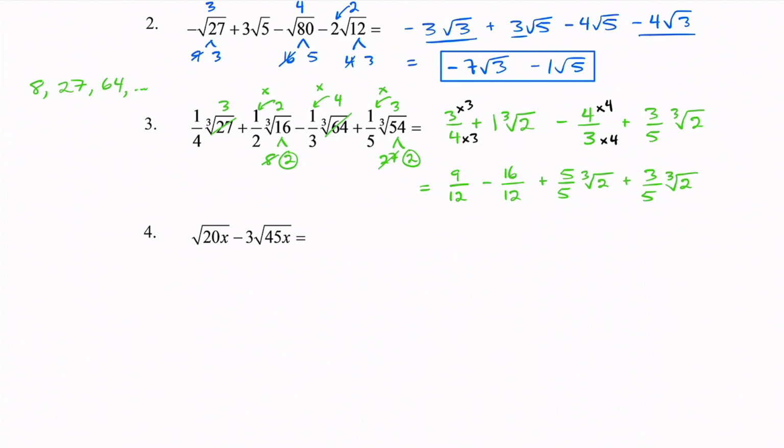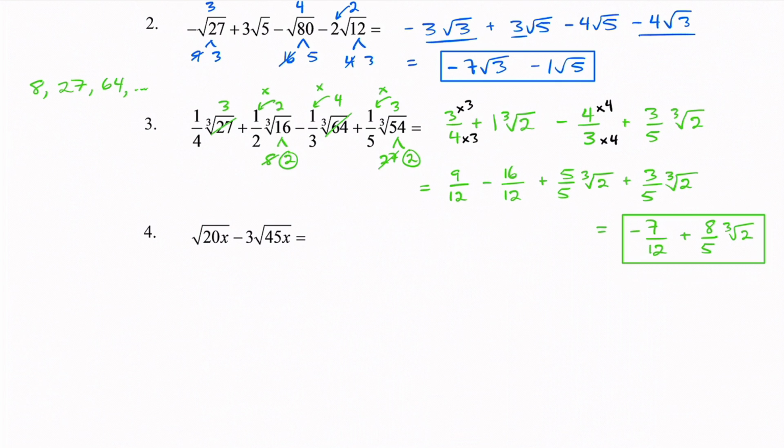So adding these first 2 together, remember just add or subtract the numerators. So 9 minus 16 is going to give me negative 7. So I get negative 7 over 12. And then with the last 2 there, I have, for sure it's going to be positive. And then 5 plus a 3 is going to give me 8. So I got 8 over 5 times the cube root of 2.